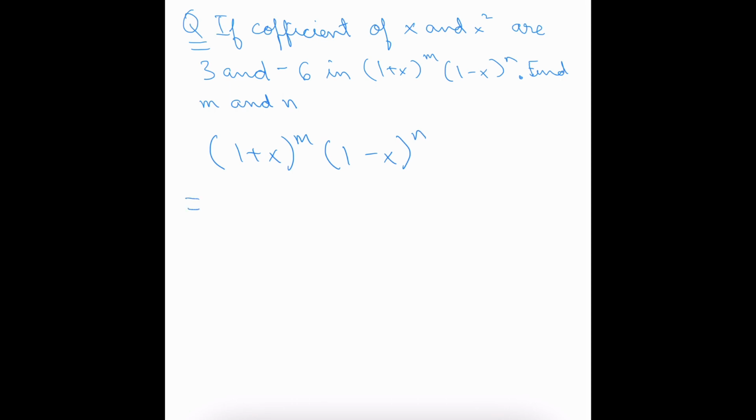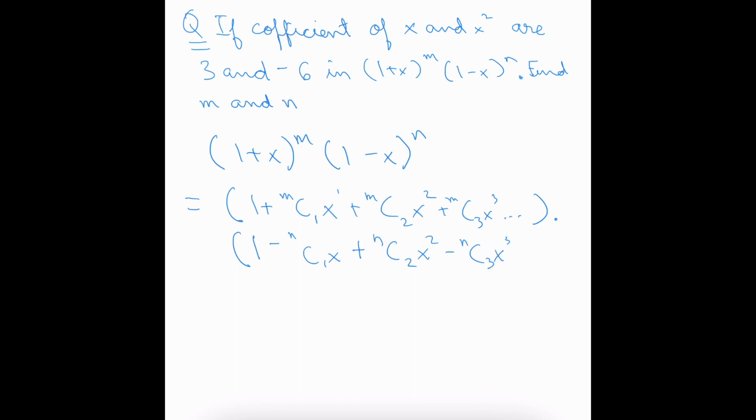Now whatever we have learned so far in binomial theorem, we can say that (1 plus x) raised to m can be written as 1 plus mC1 x plus mC2 x square plus mC3 x cube and so on. Similarly, (1 minus x) raised to n can be written as 1 minus nC1 x plus nC2 x square minus nC3 x cube, and then we multiply these two.